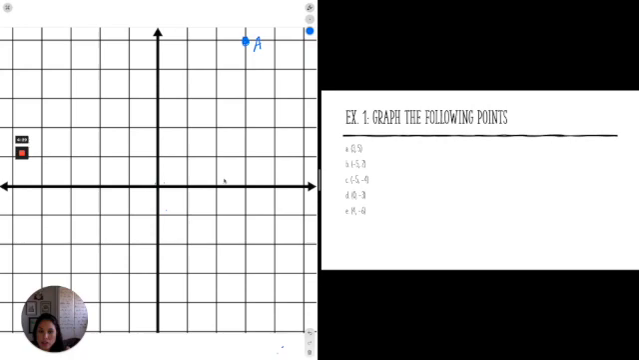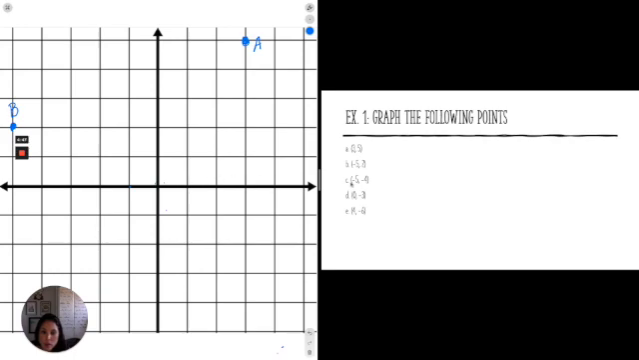Now my second point is (-5, 2). So -5 on the x-axis. I need to go 5 to the left. This is the negative side. So 1, 2, 3, 4, 5, and it's a positive on the y-axis, so I'm going to move up 2, 1 and 2. So here is my point B, and this point is in quadrant 2.